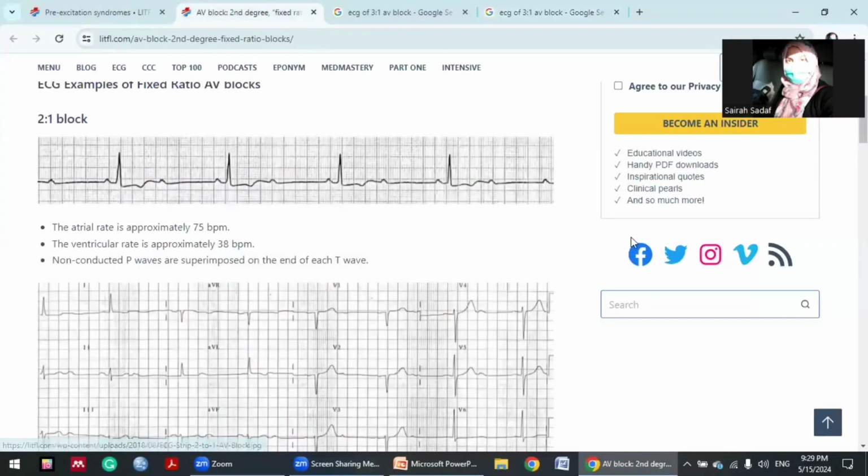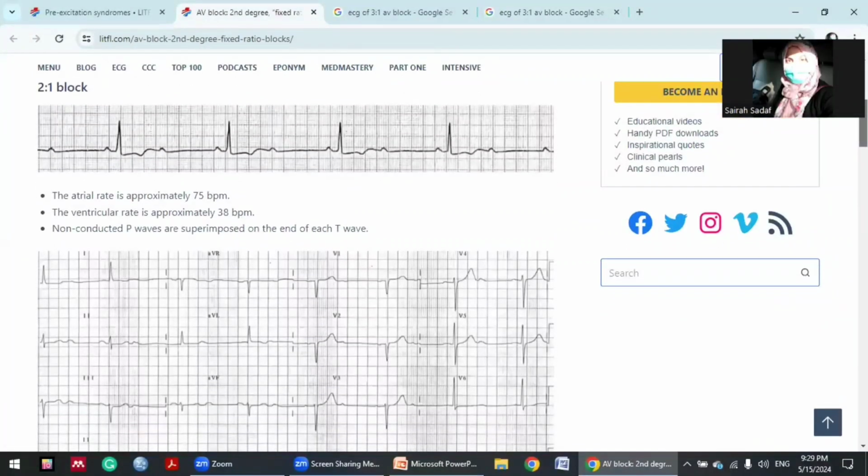Now I have different pictures from the internet for you. This is 2-in-1 AV block. Someone is asking to kindly repeat the 2-in-1 AV block. These are known as the fixed blocks. These are different types of the second degree AV block. The changes are fixed.